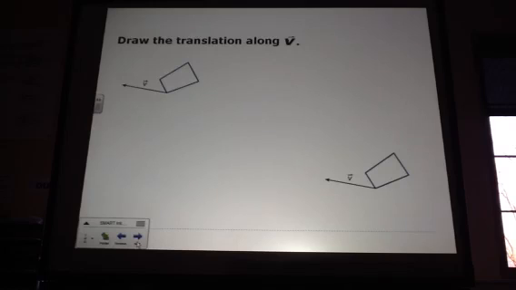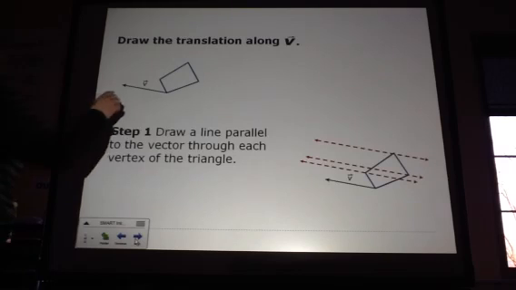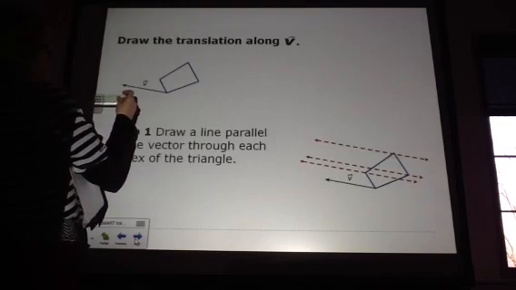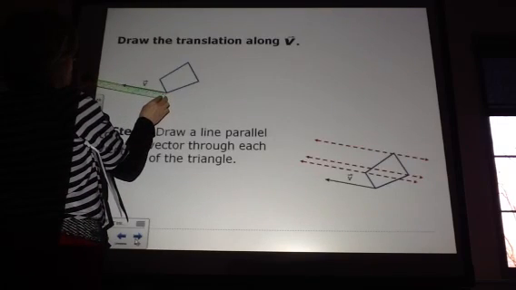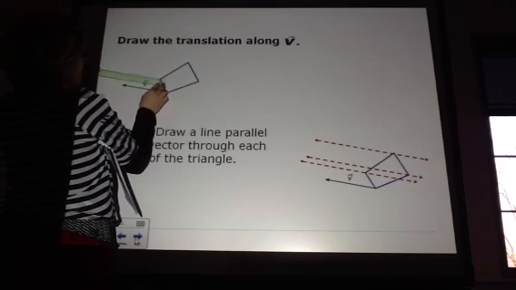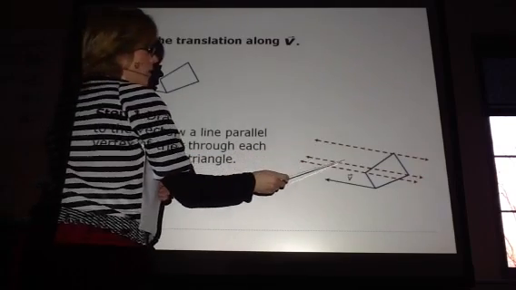Okay, so to draw the translation along vector V. In class tomorrow I will show you a video, but let's see if you all can understand what I'm doing here. First thing you need to do is draw a line parallel to the vector through each vertex of the triangle. So through each vertex, I would take my straight edge, line it up parallel, and draw a line. Just try to eye it and make it longer than that vector. Each coordinate, okay? That's what these red lines are right here.